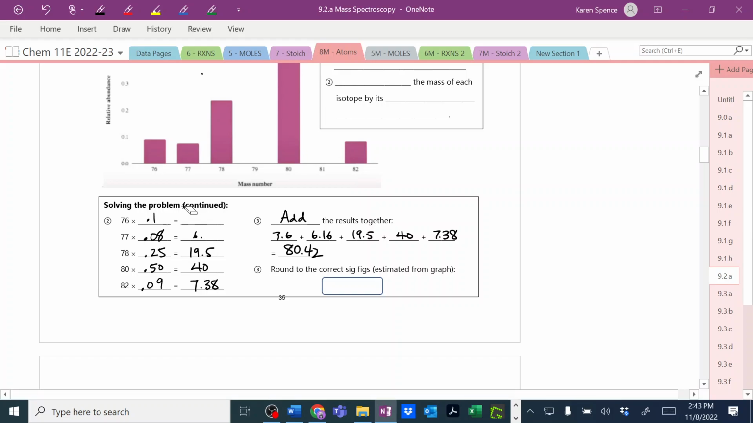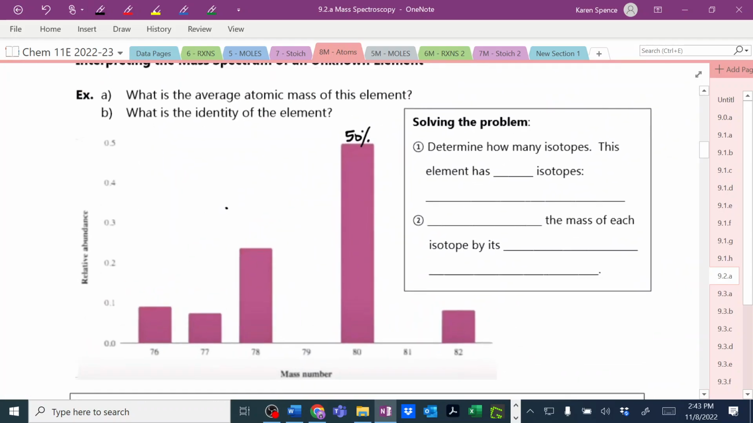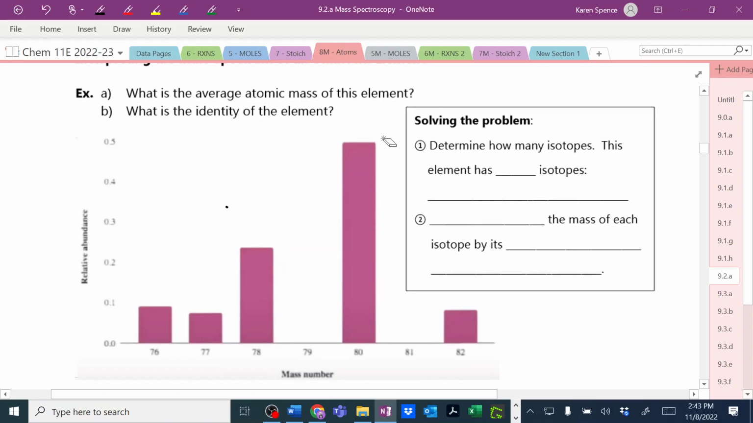Oh, so there's percent abundance, which is obviously a percent. And then the relative abundance is where it's done as a decimal percent kind of thing. Yeah, pretty much. Okay.